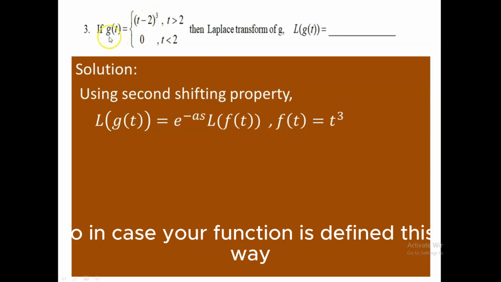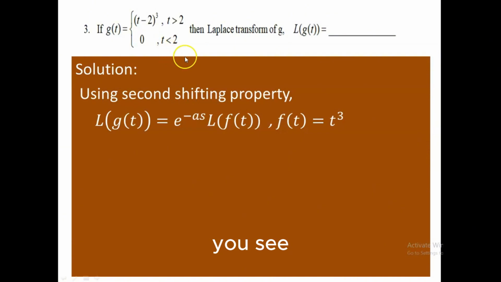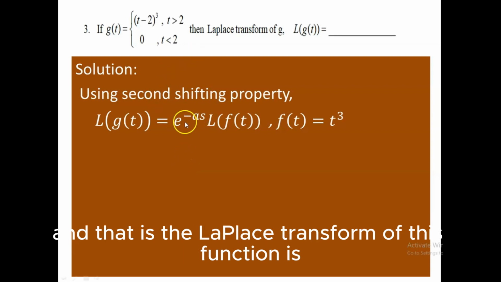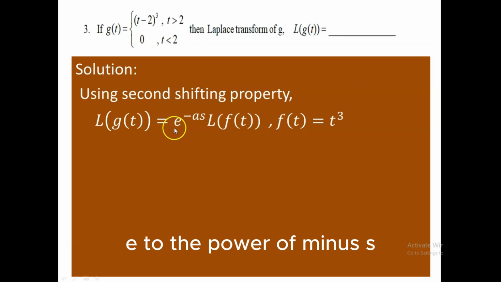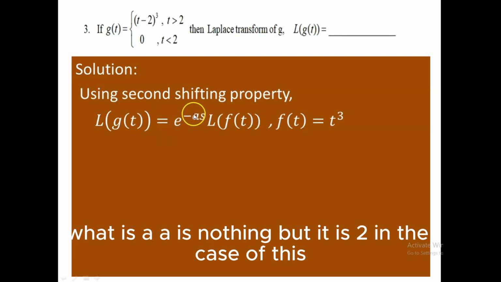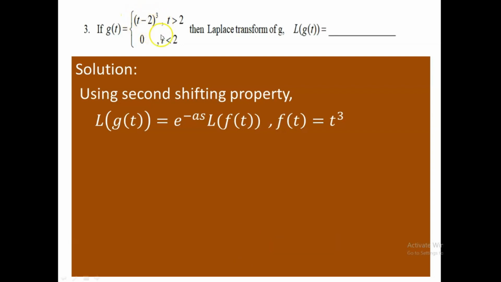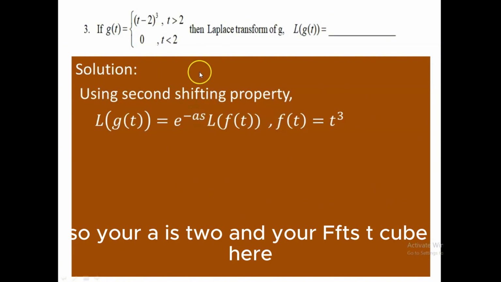So in case your function is defined this way, we need to use the second shifting property of Laplace transformation, and the Laplace transform of this function is e to the power of minus a s. So what is a? A is nothing but 2 in this case, because the value that makes the expression inside the bracket 0 is 2. So your a is 2.